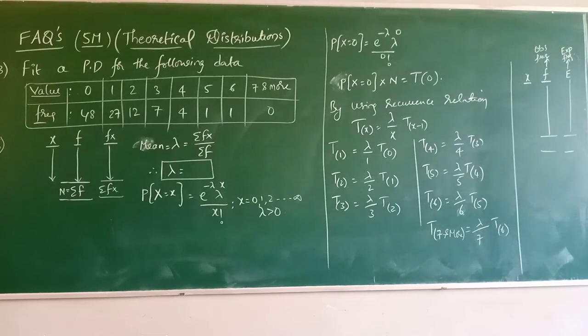So 0 will come to 1, again 1 will come to 2, again 2 will come to 3, 3 will come to 4, 4 will come to 5, 5 will come to 6, 6 will come to 7. So this way the recurrent relation is given.